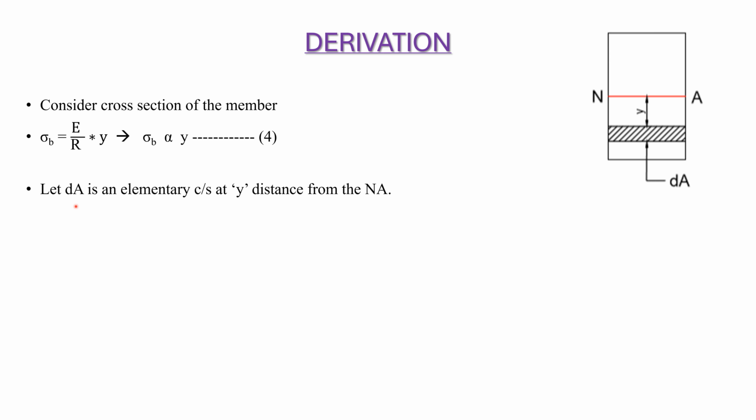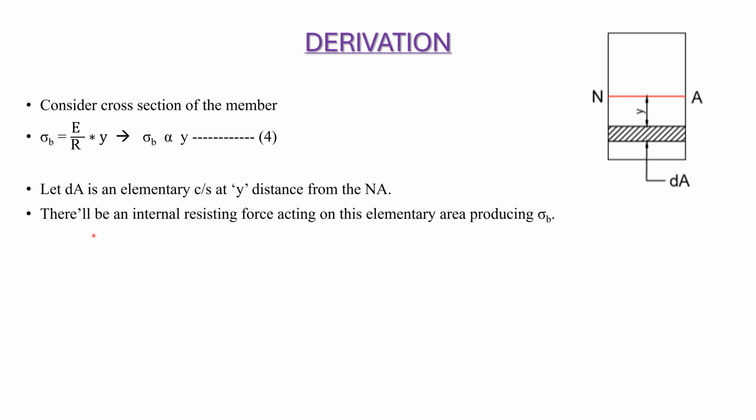Now let us consider dA, which is an elementary cross-sectional area at a distance y from the neutral axis. So this is that elementary cross-sectional area at a distance y from neutral axis. Remember, stress is nothing but the resisting force acting per unit area. Similarly, there will be an internal resisting force acting on this elementary area that produces sigma b, that is nothing but bending stress. If I want to explain further, when the loading is applied, the beam tries to bend in this manner, producing compressive stresses at the top fibers and tensile stresses at the bottom fibers. This resisting force dP, which is acting at elementary area dA, will try to resist this bending.